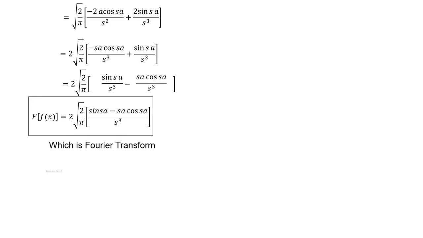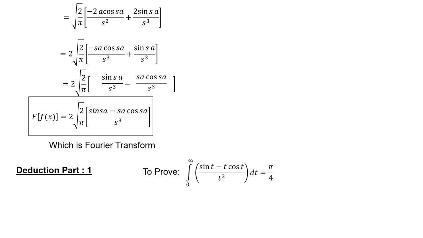Next we are going to do the deduction part. In this deduction part, we have to prove that the integral over 0 to infinity of (sin t minus t cos t) by t³ dt is equal to pi by 4. So here we are going to consider the Fourier inverse formula. The Fourier inverse formula is defined as small f of x equal to 1 divided by square root of 2 pi, integral over minus infinity to plus infinity of capital F of s, e power minus isx ds.